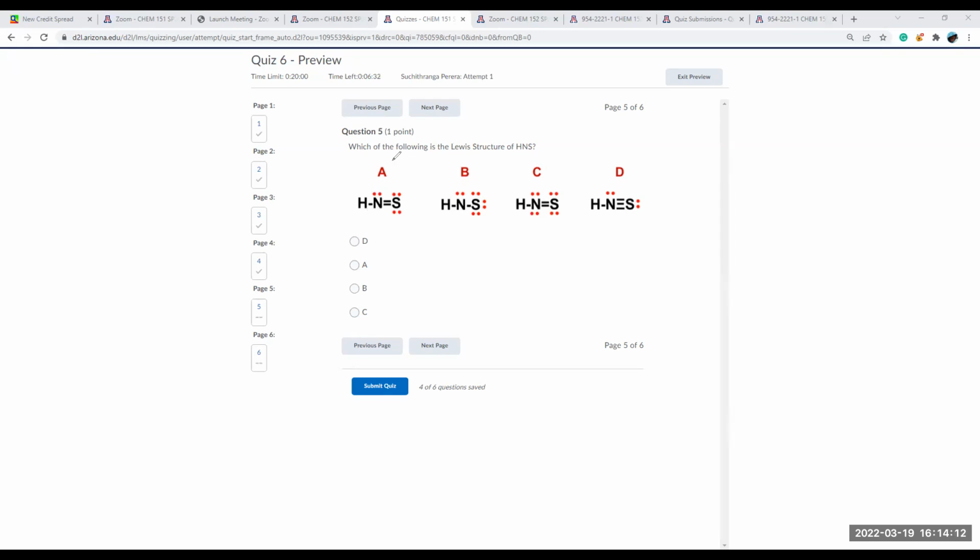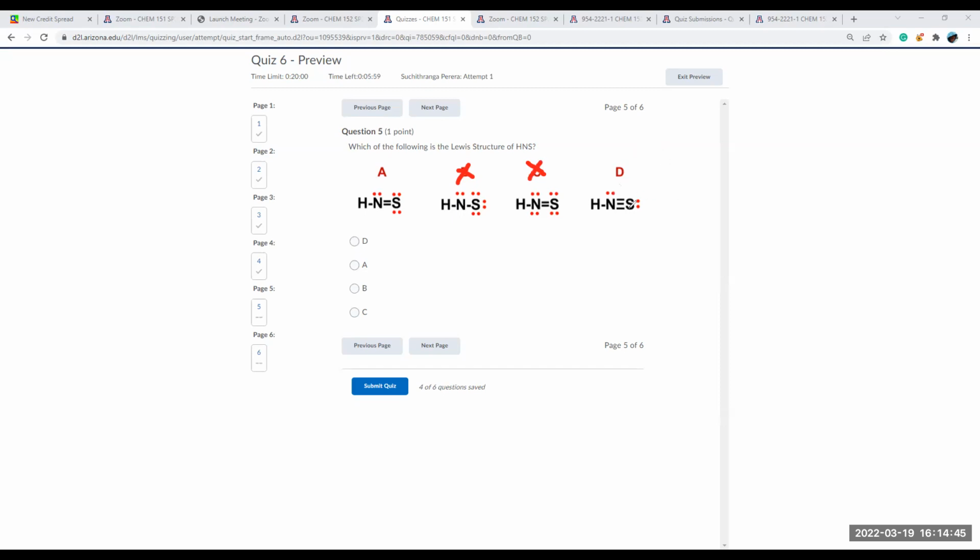So A sounds good. Now when it comes to structure B, we have 2 bonding electron pairs around nitrogen and only 1 lone pair. Therefore, we only have 6 electrons around nitrogen. Therefore, option B is out. We don't have an octet on nitrogen. When it comes to option C, I have 2 lone pairs and then 3 bonding electron pairs around this nitrogen, making it have 10 electrons. So we have violated the octet rule, so that is out.